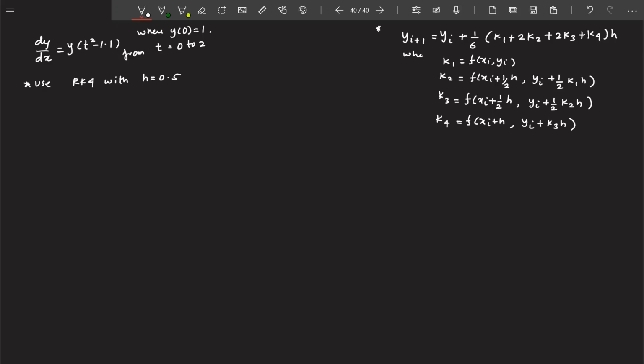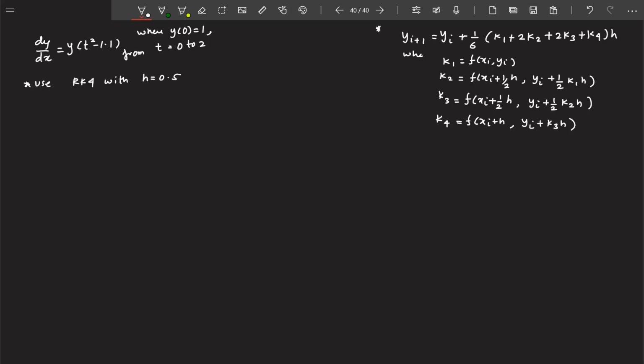Okay, so let's start solving this problem. If you see the same problem, we solved it by Euler's method and other different methods. The same problem we are going to solve by Runge-Kutta method. So this is the given problem. This is the initial condition. This is the domain, and use RK4 with the step size of 0.5.